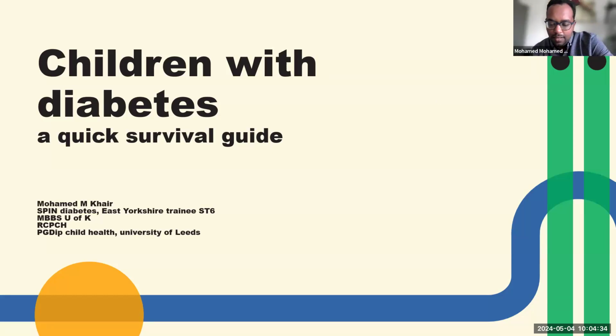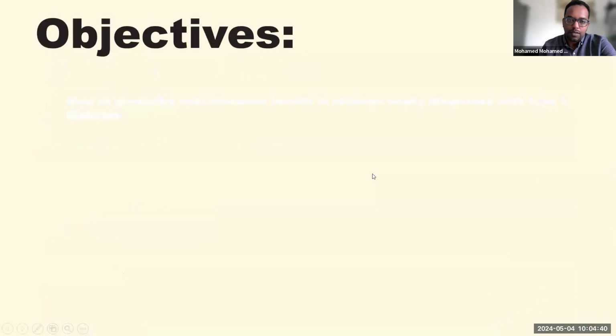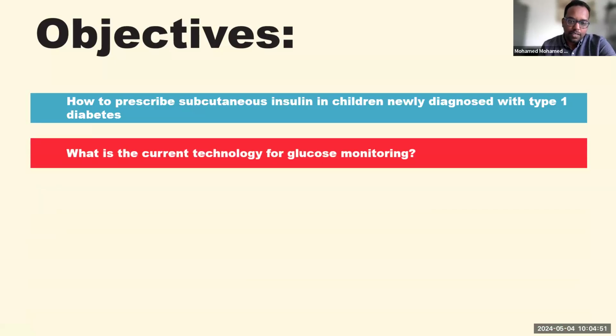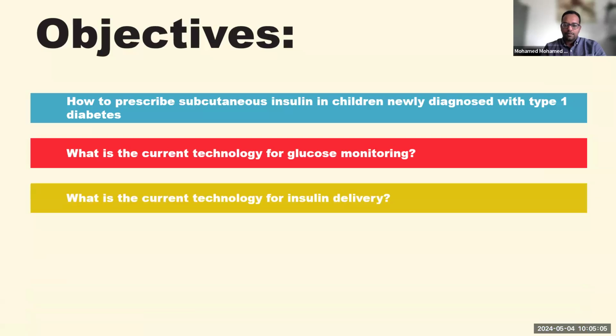So hopefully by the end of this session, we will have more understanding of how to prescribe subcutaneous insulin in children newly diagnosed with type 1 diabetes. But also have a better understanding of what is the current technology for glucose monitoring and what kind of devices we now use to monitor blood glucose in children with type 1 diabetes and type 2 diabetes as well. And hopefully we'll also know the recent updates of technology in insulin delivery and how to understand how they work.